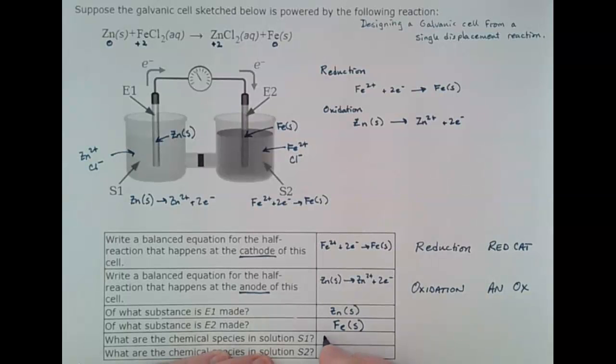So what are the chemical species in solution 1? It's going to be Zn2+ and Cl-, and Fe2+ is in solution 2. You'll probably want to check whether or not you need to put the aqueous indication in there. Probably you will. That's it for this example. Thank you so much.